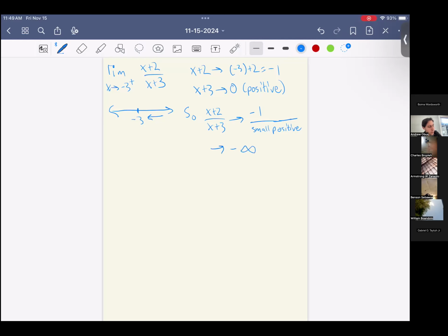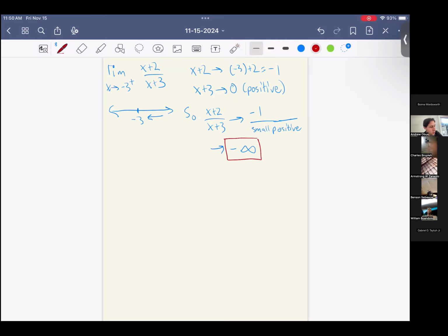Exactly. Right, so here the quotient goes to negative infinity because it's still going to some kind of infinity, because you've got a 1 in the numerator and you're going to 0 in the denominator. But in this case, your denominator is positive and your numerator is negative. So the function's actually going to negative infinity.